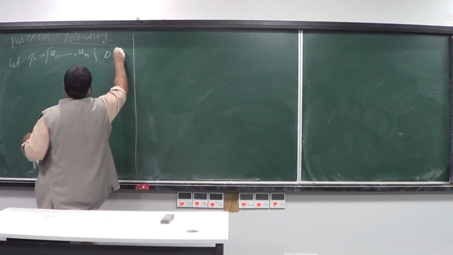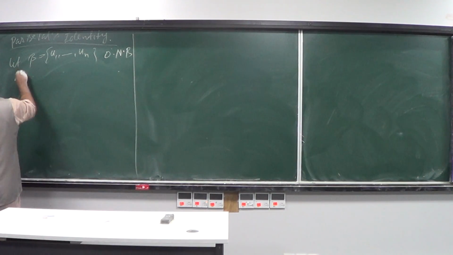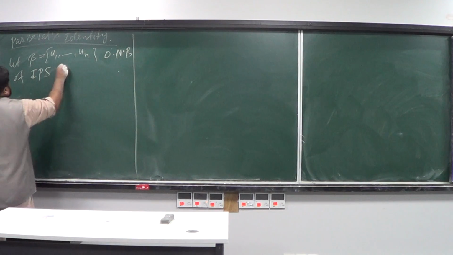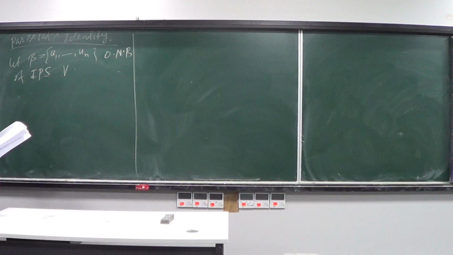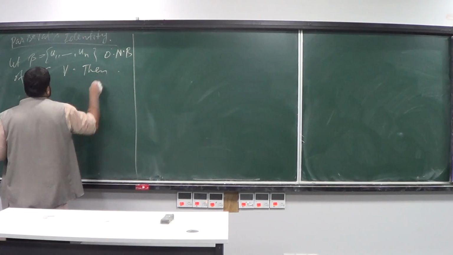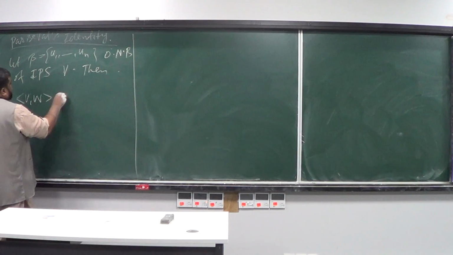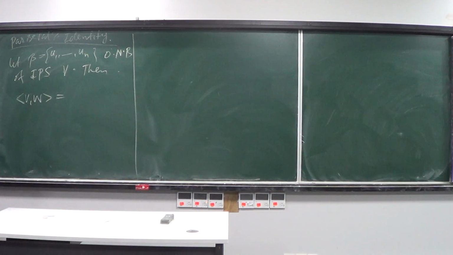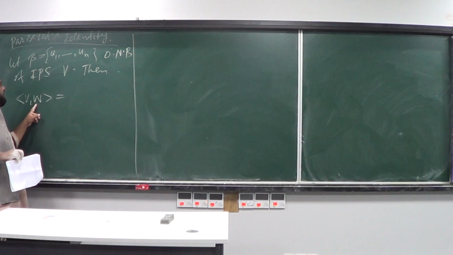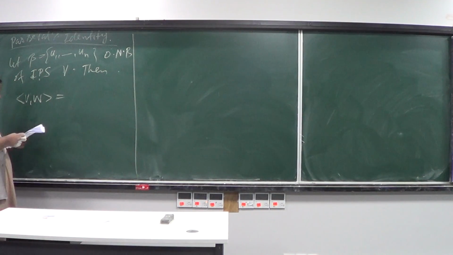So it's the orthonormal basis of inner product space V. Obviously it should be finite dimensional. Then here is an interesting thing. The inner product on V and W can be completely determined by taking the dot product, or the scalar product, of the coordinate vectors of V and the coordinate vectors of W in this basis.